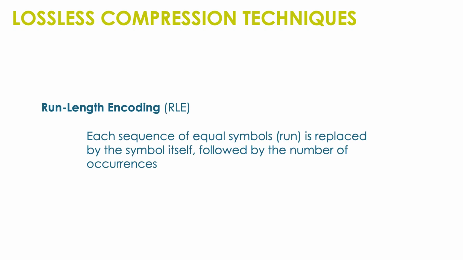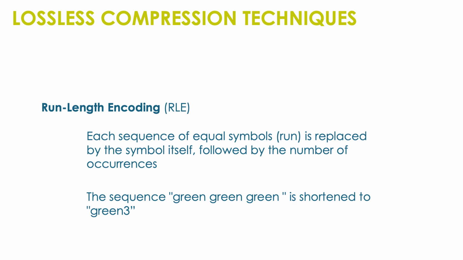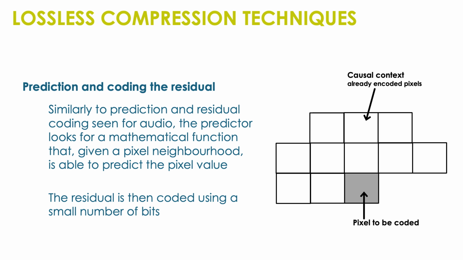Let's examine now some lossless compression techniques. The first is the run-length encoding technique, which replaces sequences of identical symbols with a single symbol followed by the number of occurrences, which is great and very smart. For instance, the sequence green, green, green becomes green 3. Differently, the prediction and residual coding techniques predict pixel values based on their neighbors, encoding the residual difference with fewer bits.